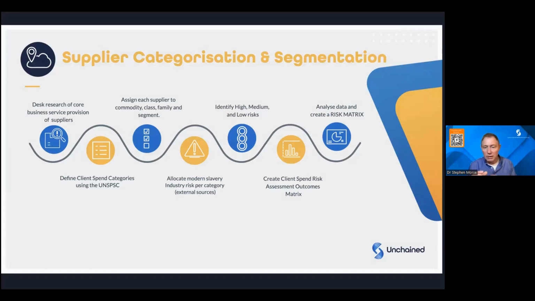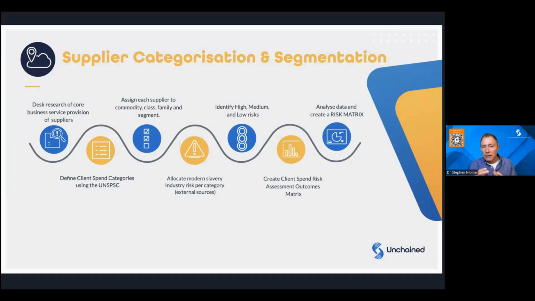And that will help us to identify where those risks are going to be, both in terms of country and category. So we'll assign commodity, class, family, and segments. That comes out of the UNSPSC. And then the next step would be to assign the industry risk per category using those external sources. And then we would segment where the risks are going to be low, medium, high based on that information.